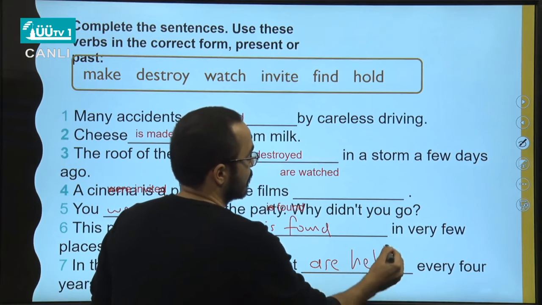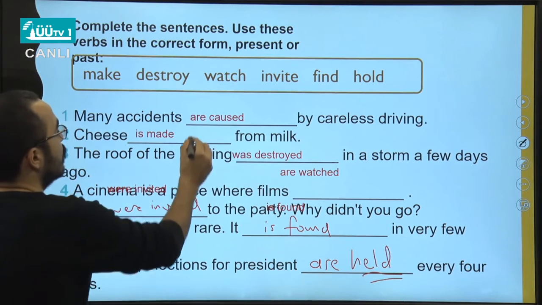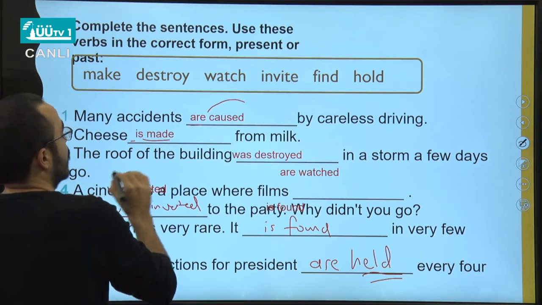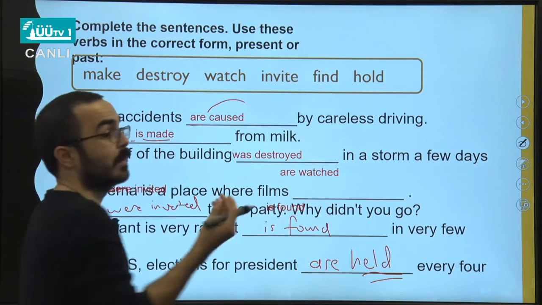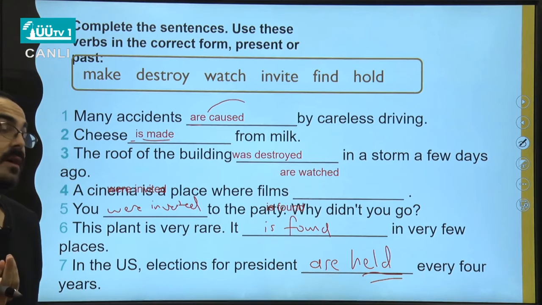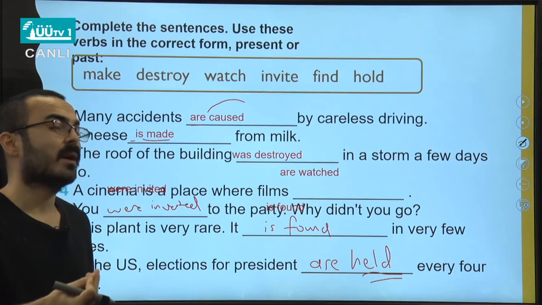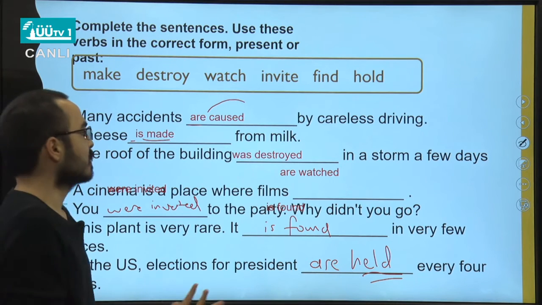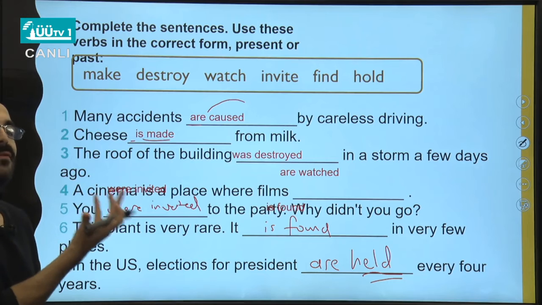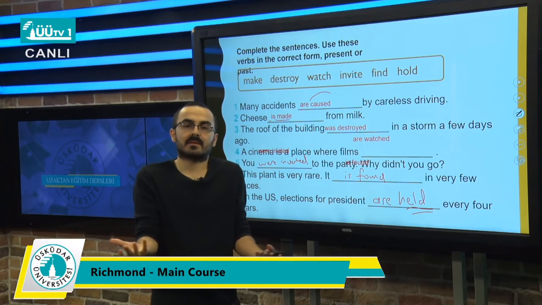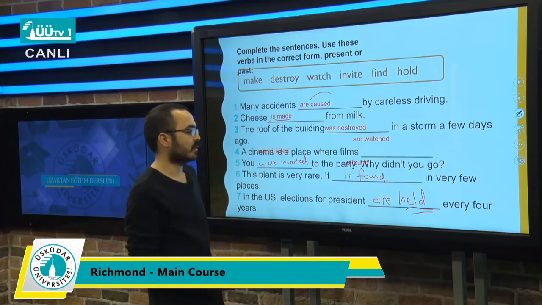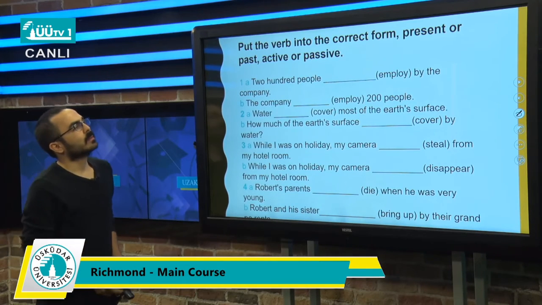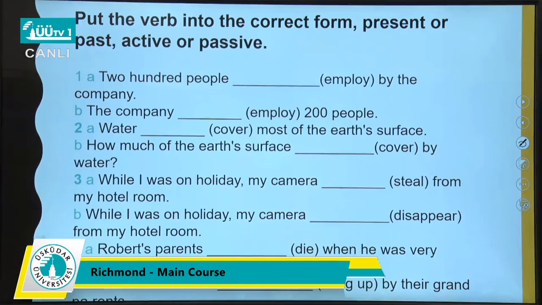Are held. So, again, as you see, we have the object and the verb 3. My object, cheese, is made from milk, right? But somebody has to produce the cheese, right? Somebody has to make this cheese. But is it important who makes the cheese? No. What is important is that the cheese is made from milk, not the performer or the doer of the action, right? Good. So again, put the verb into the correct form, present or past, active or passive.